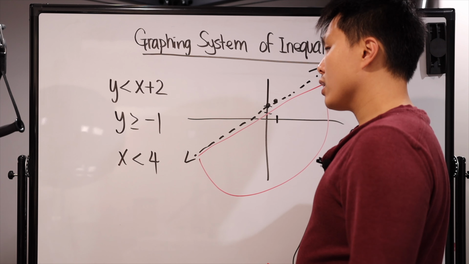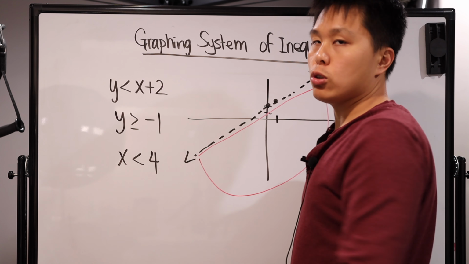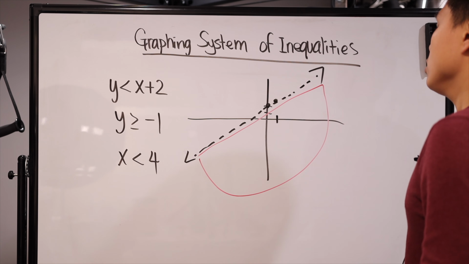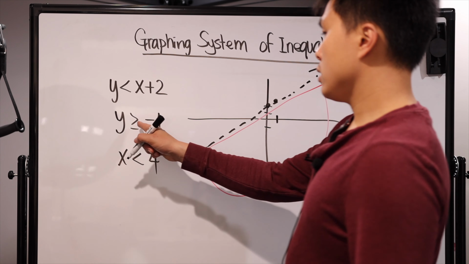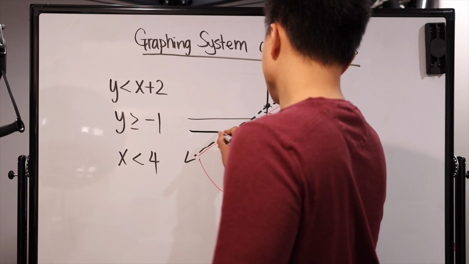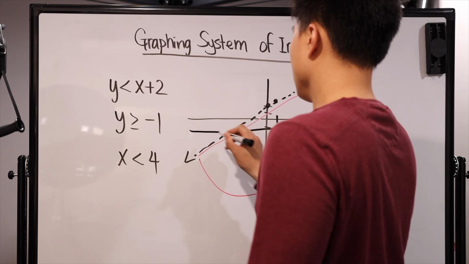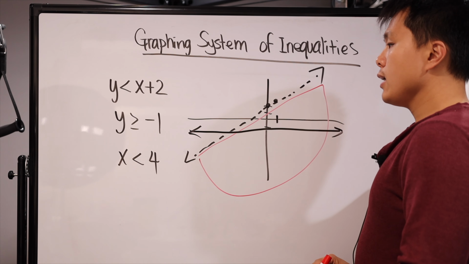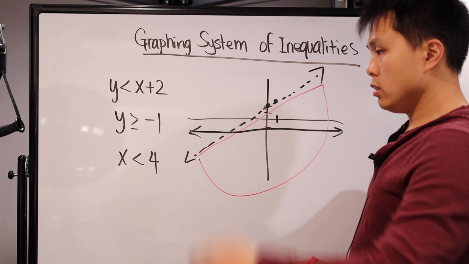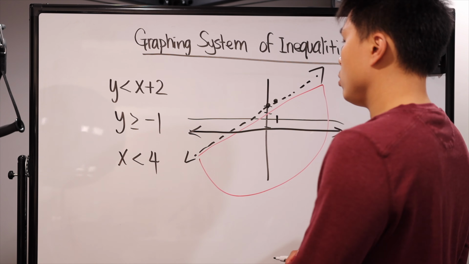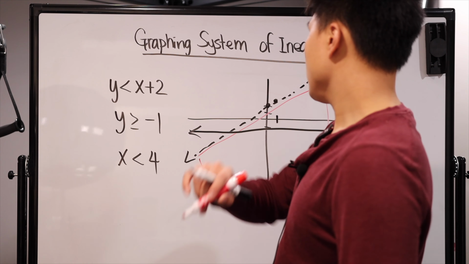Why is everything greater than or equal to -1? So here is -1, right? And then this is a solid line. And then it is everything greater than or equal to. I can pick any point. I'm going to pick 0 again, and that is true.